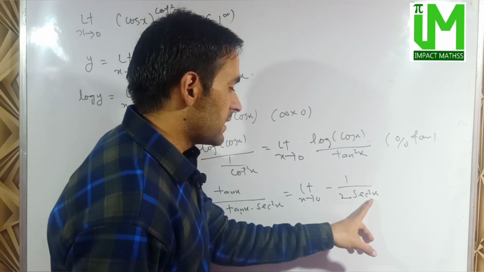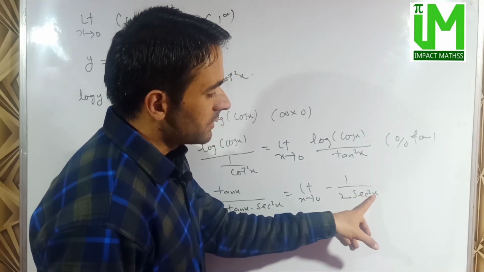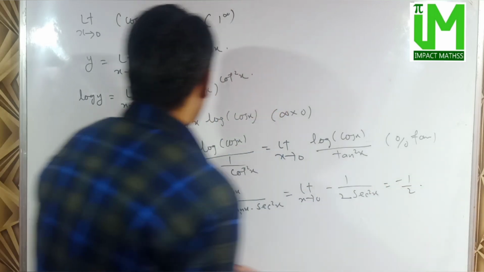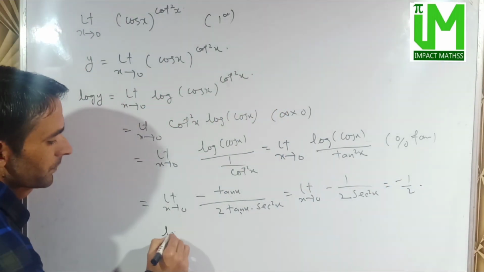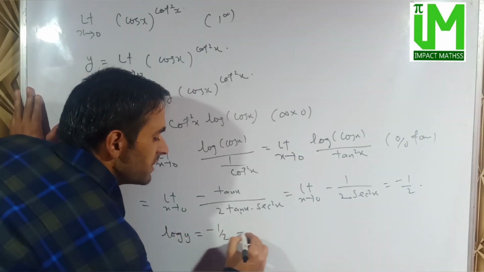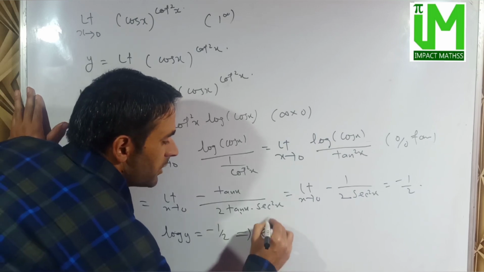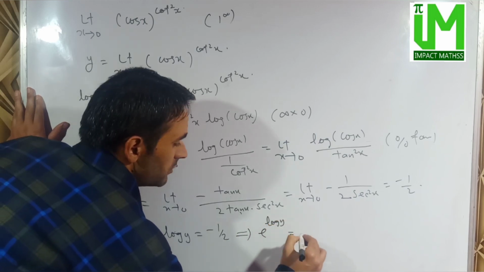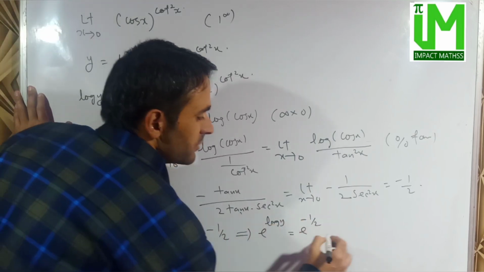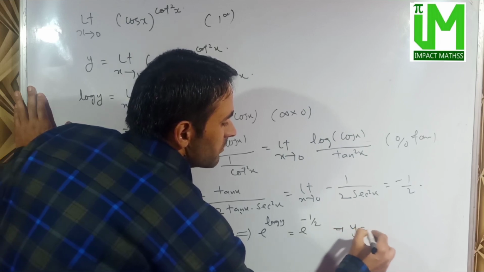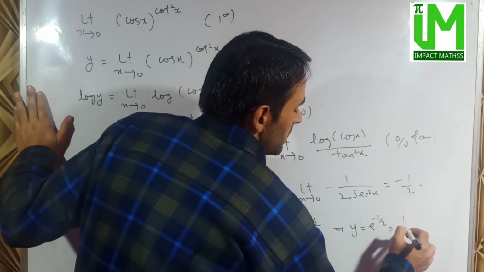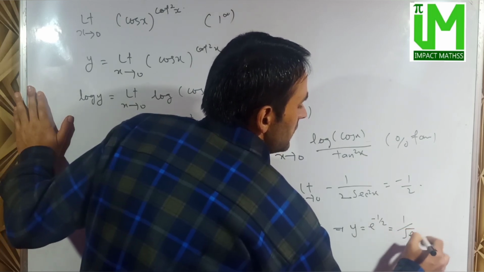That means when x approaches 0, sec 0 is 1, so it will be minus 1 by 2. So log of y is equal to minus 1 by 2. Next, taking e as base, e raised to the power log of y is equal to e raised to the power minus 1 by 2, and e raised to the power log of y is y. So y is equal to e raised to the power minus 1 by 2, or y is equal to 1 divided by under root e.